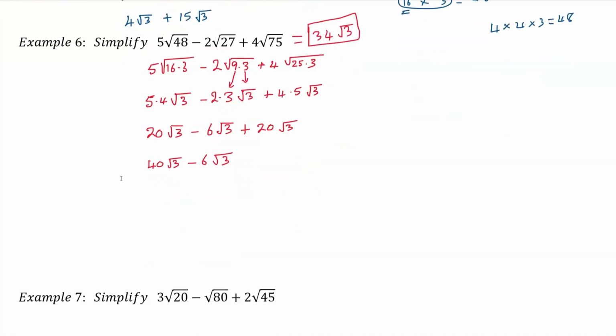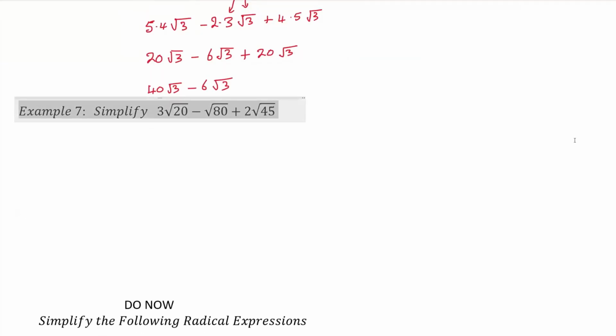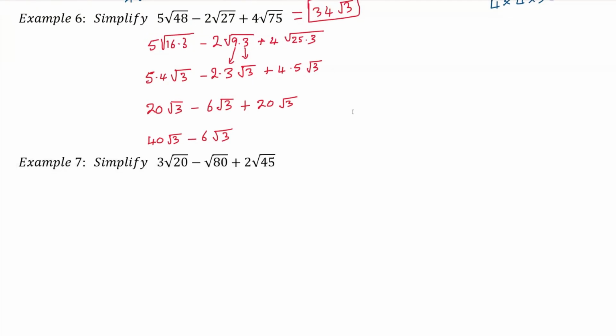All right. So one last one. So here, you want to simplify 3 times the square root of 20 minus the square root of 80 plus 2 times the square root of 45. The approach is the same. Currently, they are not like terms, so we have to simplify all the radicals. And hopefully at the end, they are like terms. If they are, we combine them. If they're not, then we just leave it as it is.